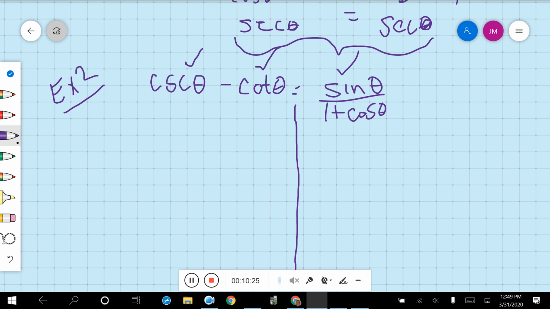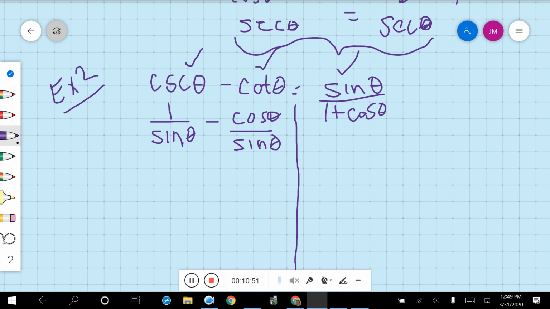The only thing I can see to do, since I can't apply anything algebraic, is to change everything to sine and cosine. So I'm going to replace cosecant with 1 over sine. I'm going to replace cotangent with cosine over sine. Could I have replaced cotangent with 1 over tangent? Well, yeah, cotangent is 1 over tangent. But I chose cosine over sine because now these things have common denominators.